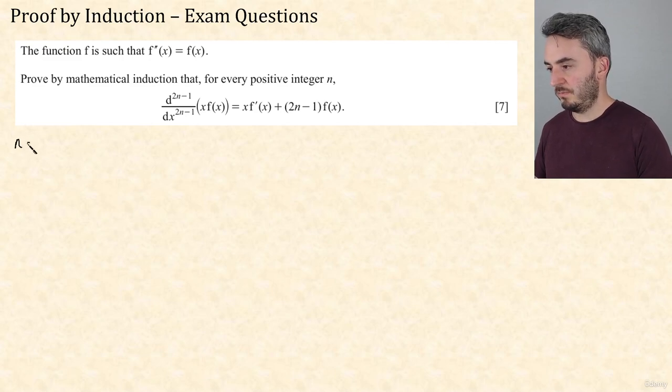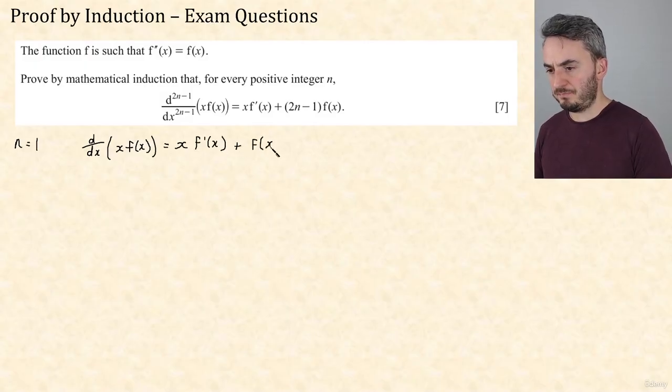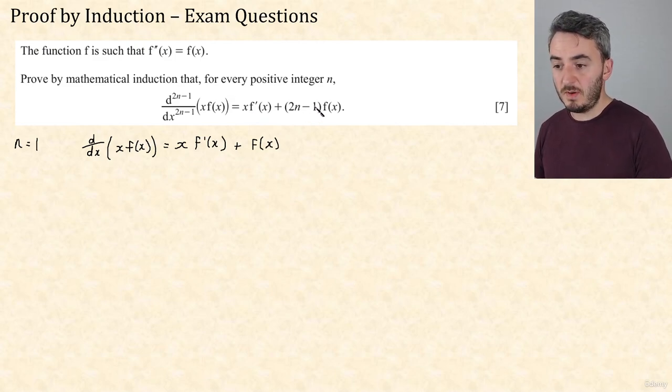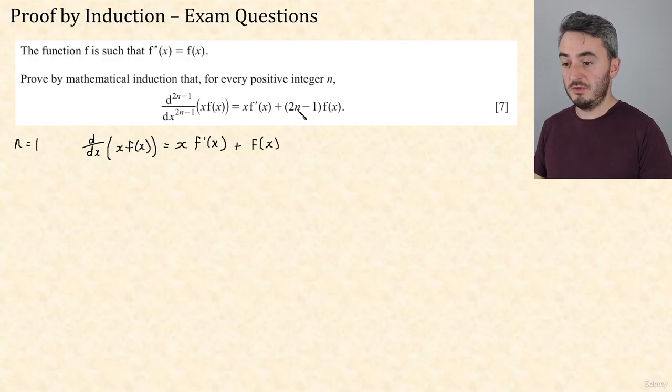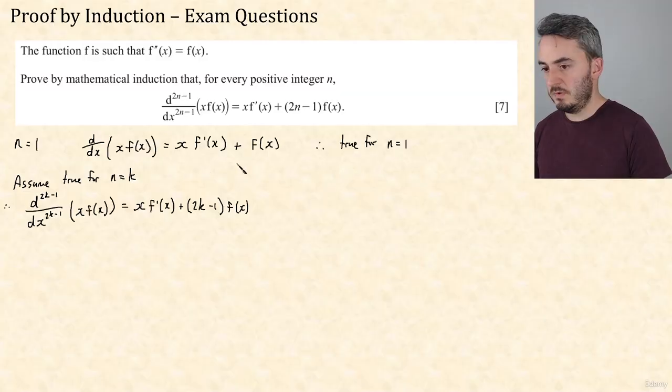Okay, so our base case, n equals 1. So when n equals 1, we're looking for, well, 2n minus 1 is 1. So we're looking for the first derivative of that. So the first derivative of x f of x. So that's just the product rule. So the product rule, that's uv, so it's u v dash plus v dash, which is just 1 u. Is this what we want? Well, we've got the x f dash of x, yep, plus 2n minus 1, which when n equals 1 is just 1 f of x. So that's true for n equals 1. Okay, so it's true for n equals 1.